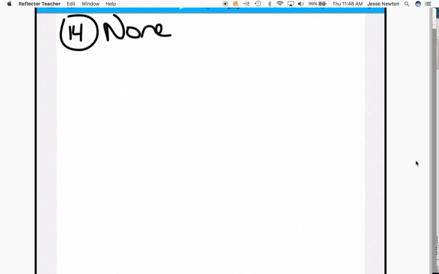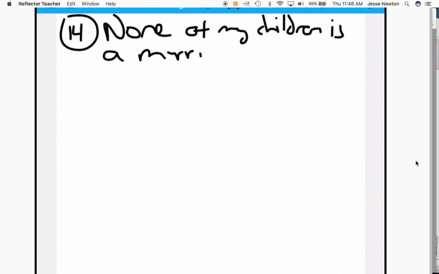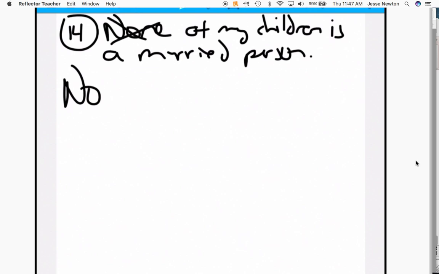None of my children is a married person. Well, first of all, this is not in standard form. So we're going to have to put this in standard form. And this one's actually kind of tricky now that I should have thought about this one ahead of time. But first thing you're going to have to do is change the quantifier. We can't work with none. We have to work with no.